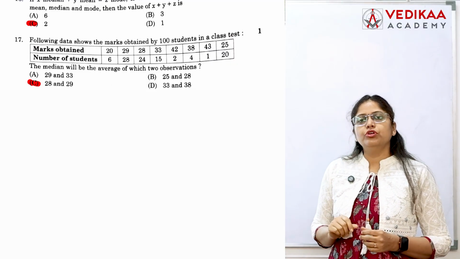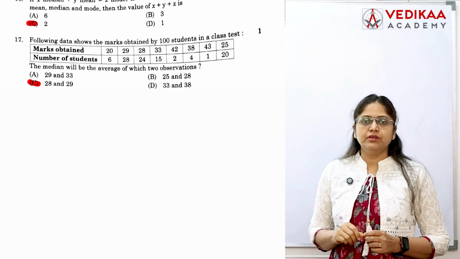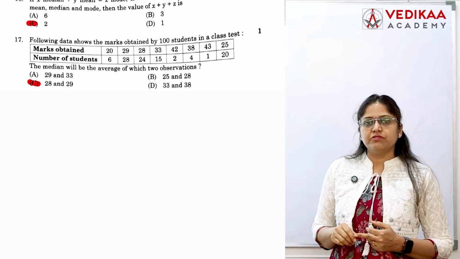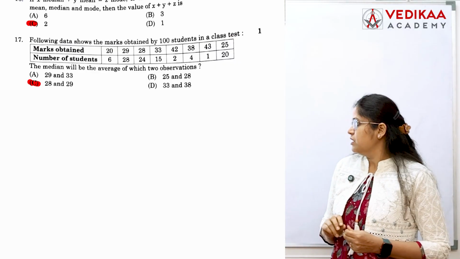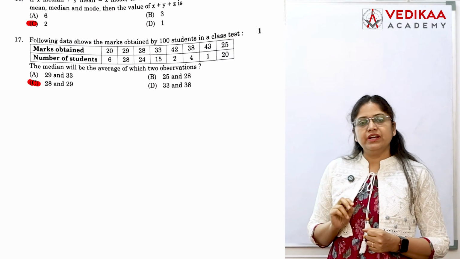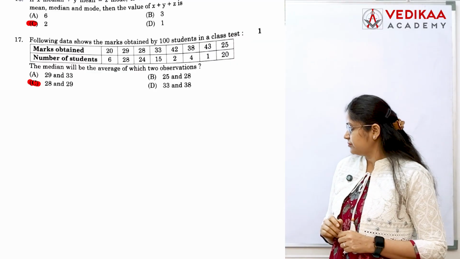If you add the cumulative frequency column in the given table, we know that the 50th observation is equal to 28 and the 51st observation is 29. So the correct option is C, 28 and 29. Next one.